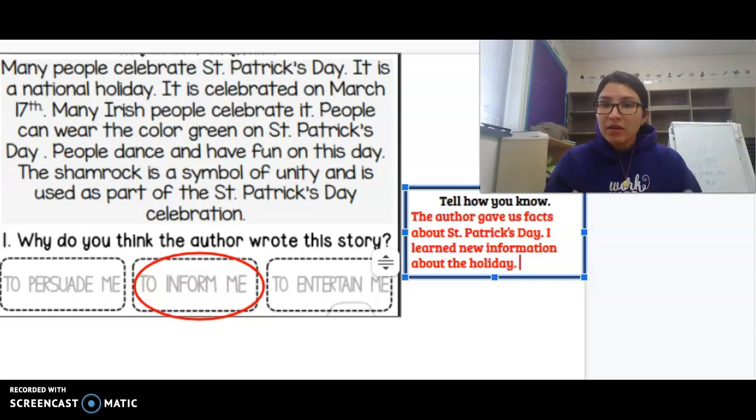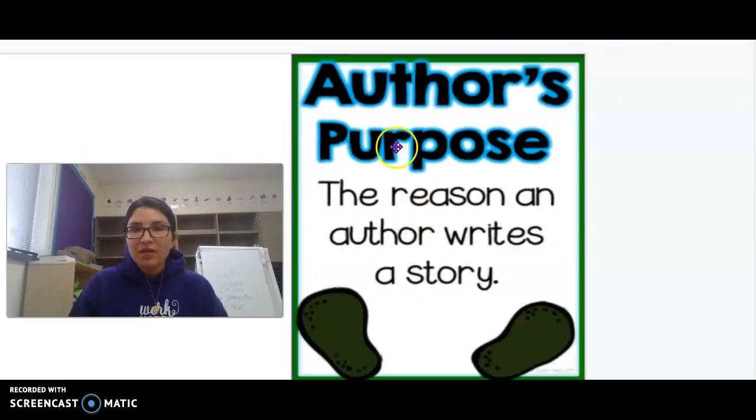So every time you come across a book and you're trying to figure out the author's purpose, ask yourself those different questions. We'll continue to practice those questions throughout the week if you need more practice. But remember, the author's purpose, the reason an author writes a story.